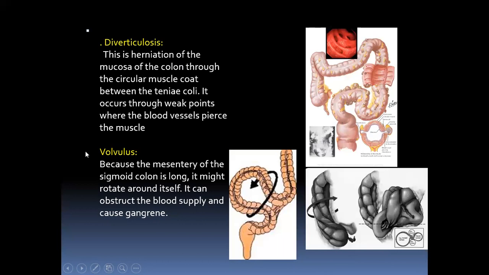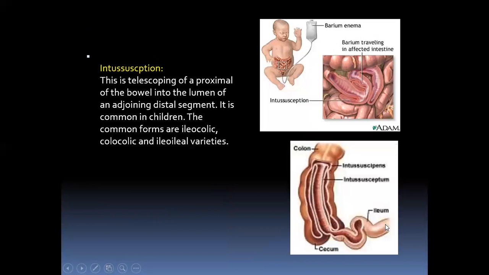Coming to volvulus, because the mesentery of the sigmoid colon is long, it might rotate around itself. So the sigmoid colon and other parts of the colon might rotate like this. It can obstruct the blood supply and cause gangrene. If it is very severe, it can totally block the blood supply and lead to gangrene.